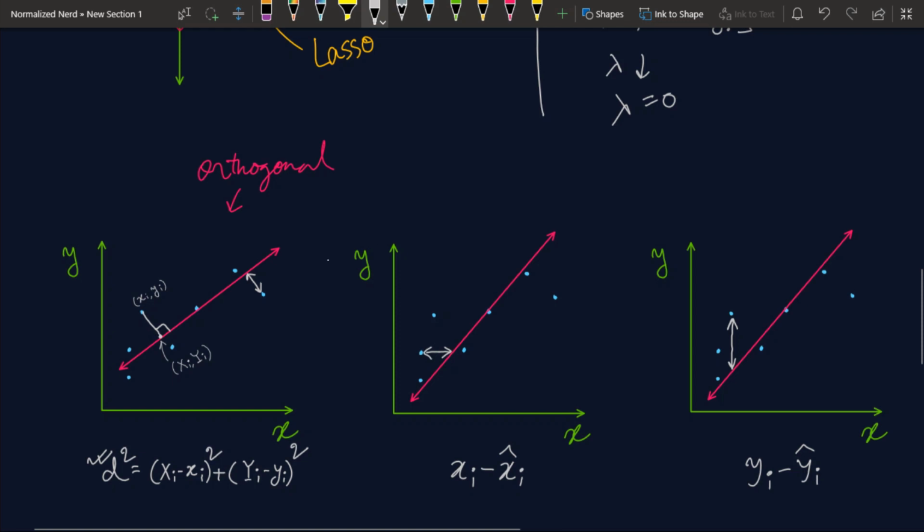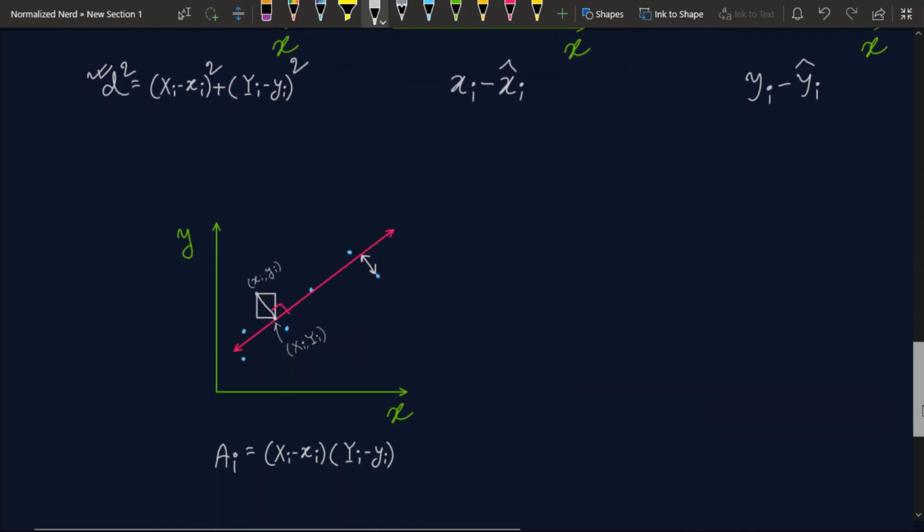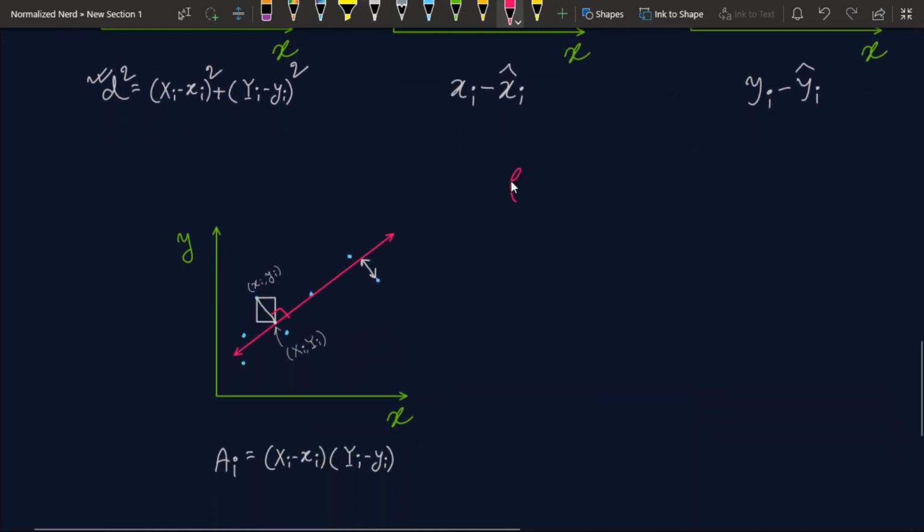Alright. Now there's another variation of this which is known as reduced major axis regression. This concept is very similar to the above one. The difference here is instead of calculating the d squared, we are just calculating the area extended by these 2 points. So to find the area, we just need to calculate the area of the rectangle, which can be easily found by multiplying the x error and y error.